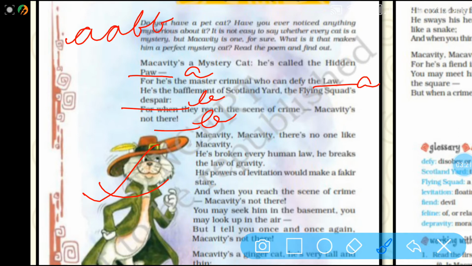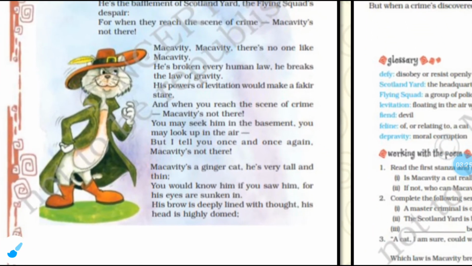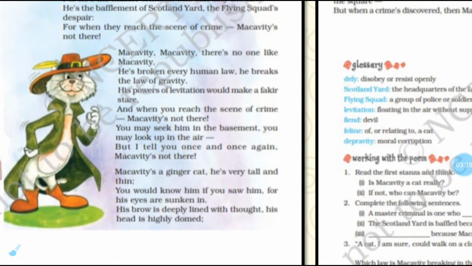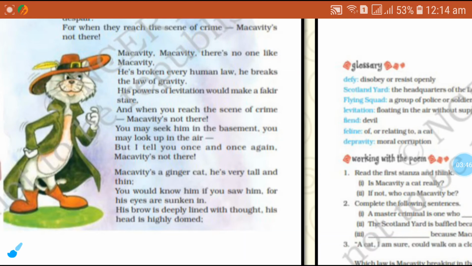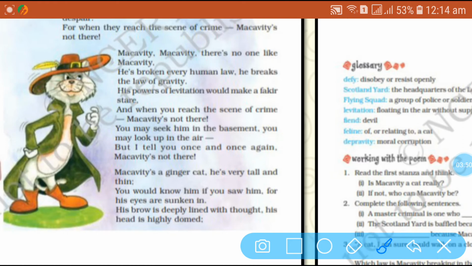Now coming to the next stanza. Macavity, Macavity, there is no one like Macavity. He's broken every human law. He breaks the law of gravity. You can see that these two last words are similar in tone, Macavity and gravity. As we have already taken A and B, we will give it C. Macavity, gravity, C.